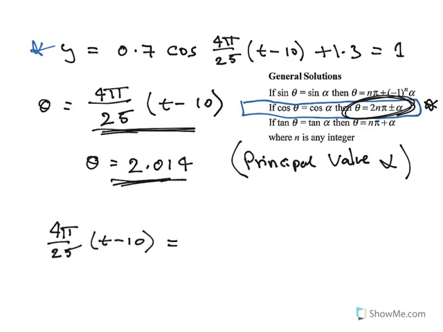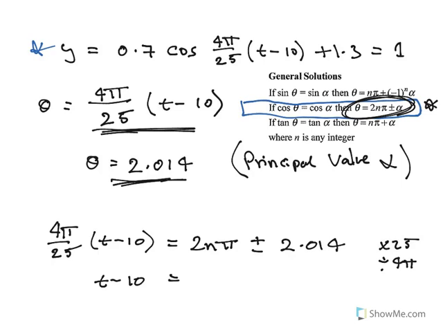And it says here, for the cos, it's 2n pi plus or minus alpha. Now, alpha is 2.014. That's the principal value, the angle closest to 0 that satisfies the equation. What I have to do is rearrange this and make t the subject. If I multiply everything by 25 and divide by 4 pi, I get t minus 10 equals 50n pi over 4 pi.